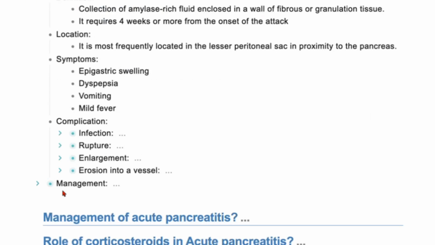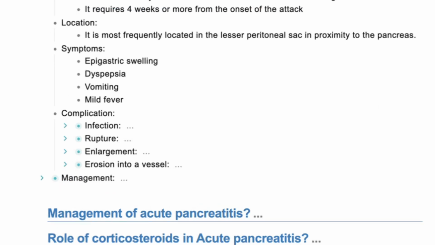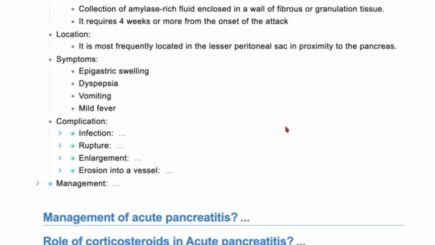Sorry, I didn't get that. How would you do an open drainage again? So open drainage would be done via laparotomy or laparoscopically. Where are you going to drain? Does that make sense? So here I'd want to drain, I'm assuming that the pseudocyst would have ruptured, so I would like to drain the lesser sac.